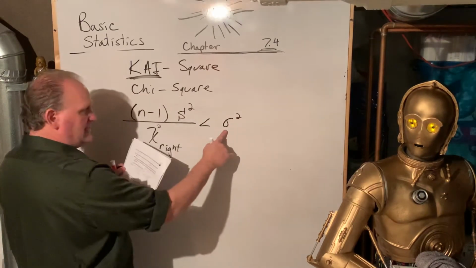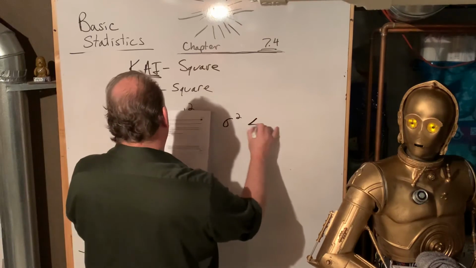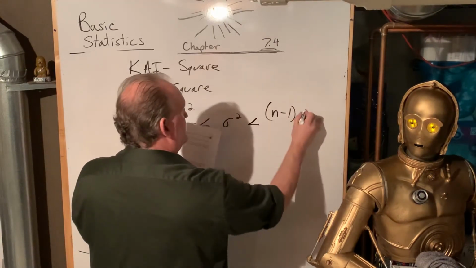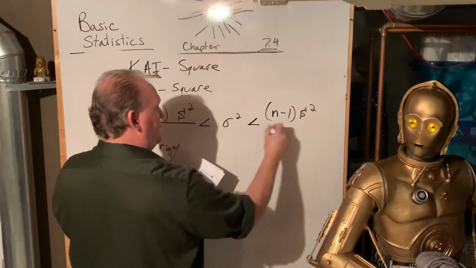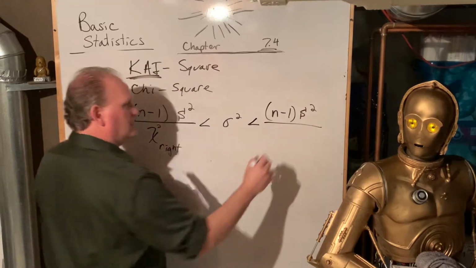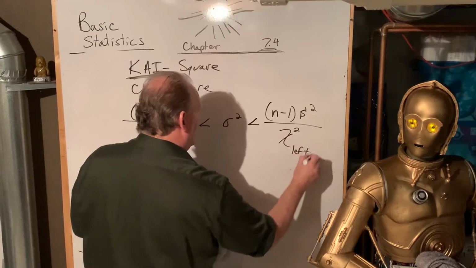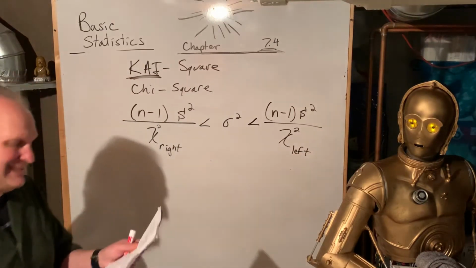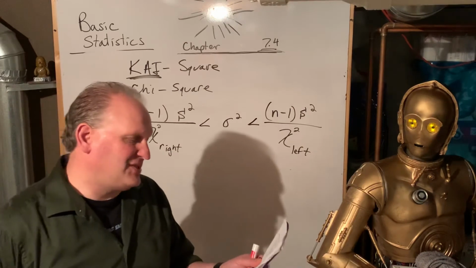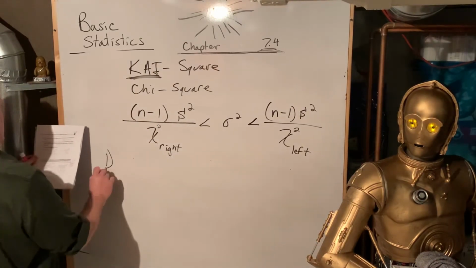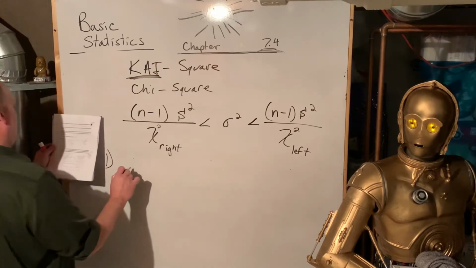And your variance is sigma squared, and then n-1 times the variance of the sample, over chi-square for the left hand. And so this is tricky. It's tricky to look it up. So we'll do one example here, but we're going to do this relatively quickly. I don't want you focused on this one.